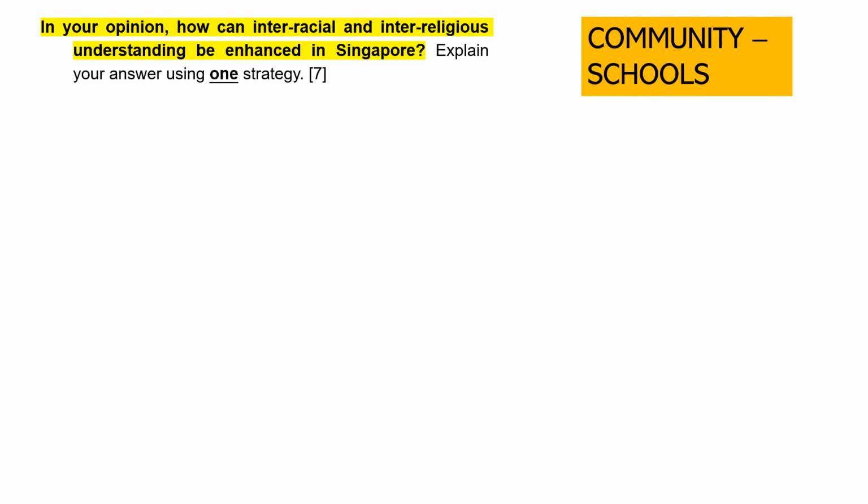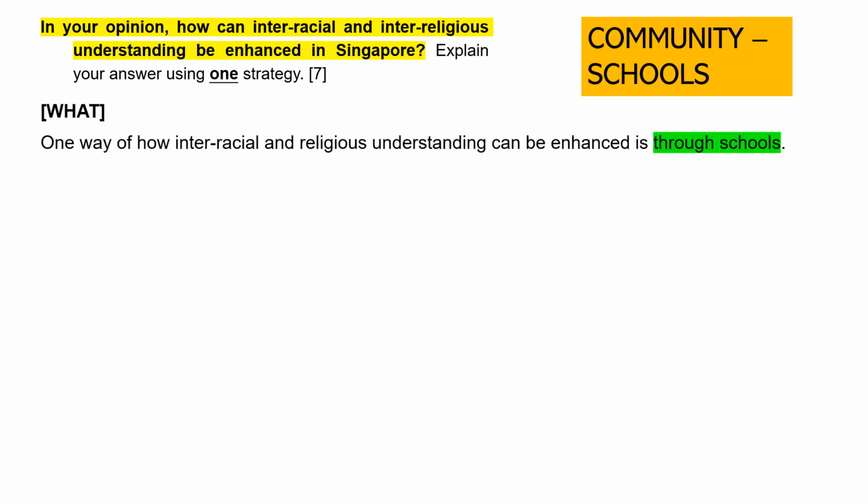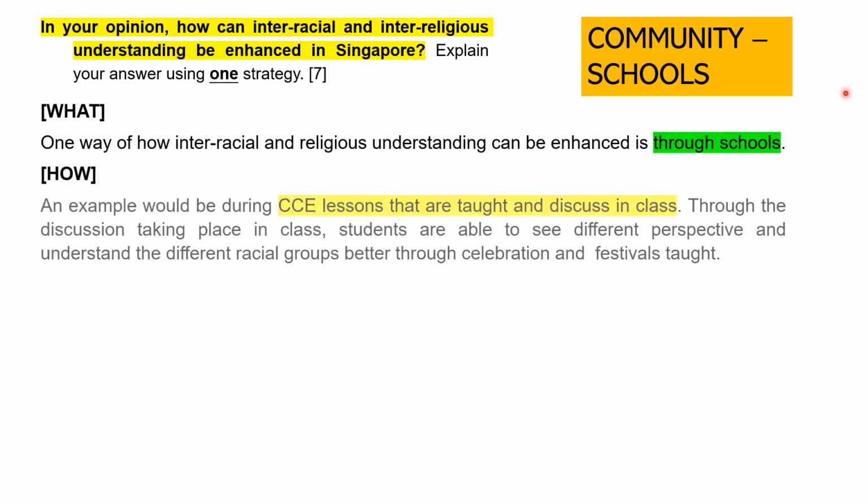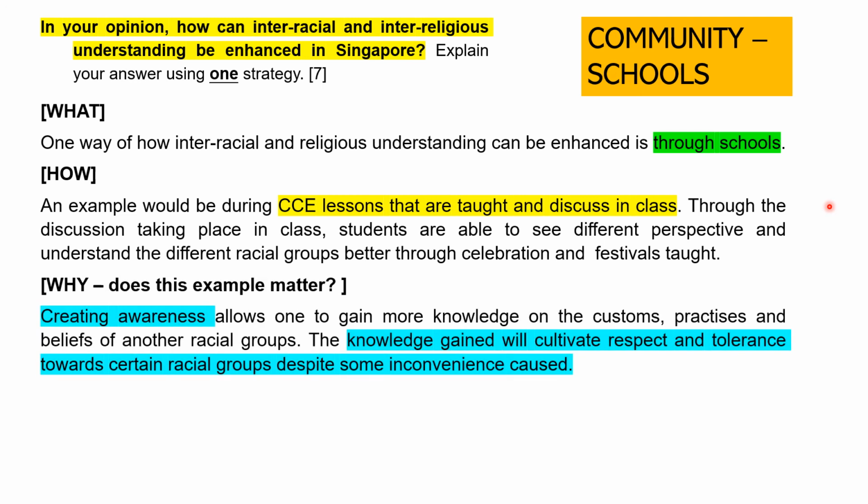So let's take a look at this. Okay, this is definitely just one strategy, and I'm going to choose community or schools. So what can be a strategy? Now, one way how interracial and religious understanding can be enhanced is through schools. So I've identified I want to use the community route. Okay, now how? An example is during the CCE lessons that are taught and discussed. All right, because why? You're able to see different perspectives. Things like the NE lessons, things like contemporary issues, correct? Okay, and why? Why does this matter?